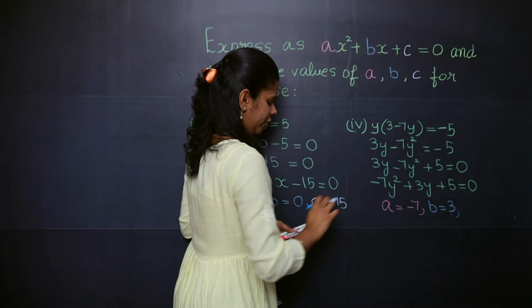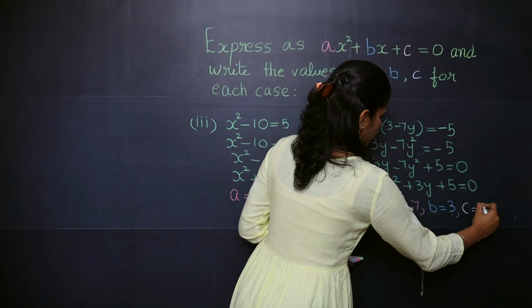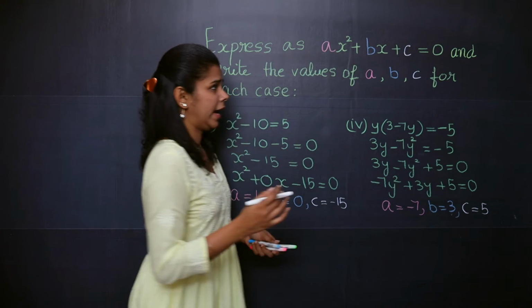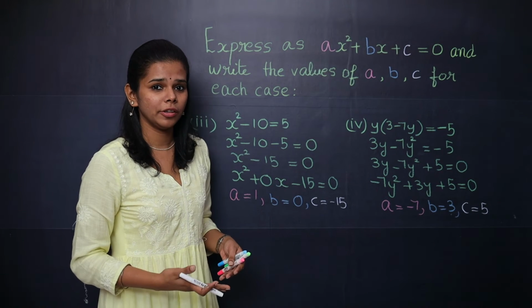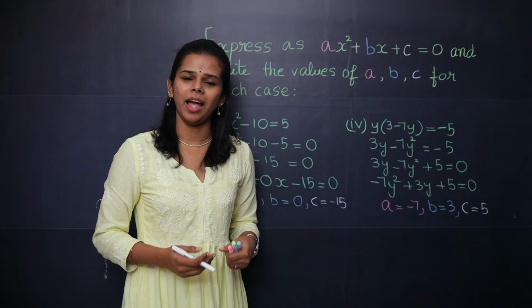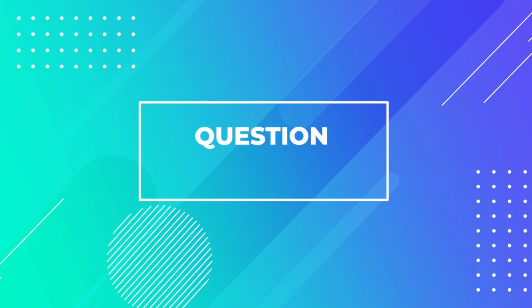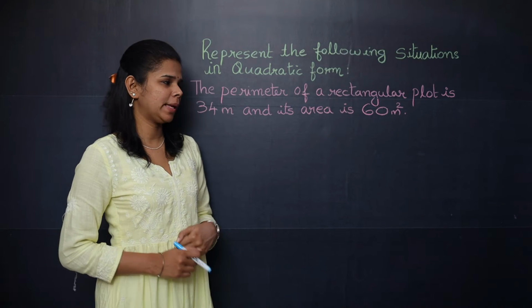C is 5. So c is equal to 5. So this is how we express the given equation into the standard form, and you can identify the values of a, b and c. Represent the following situations in quadratic form. Now look at the first sub-question.